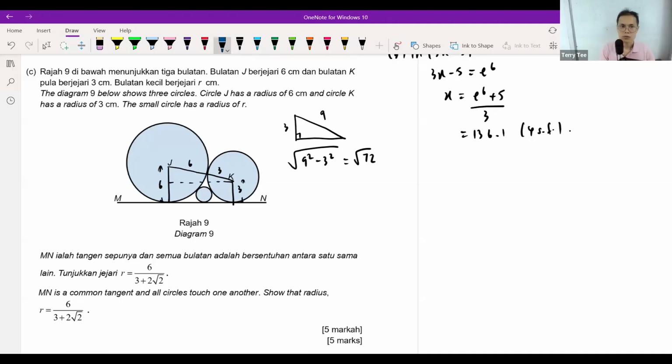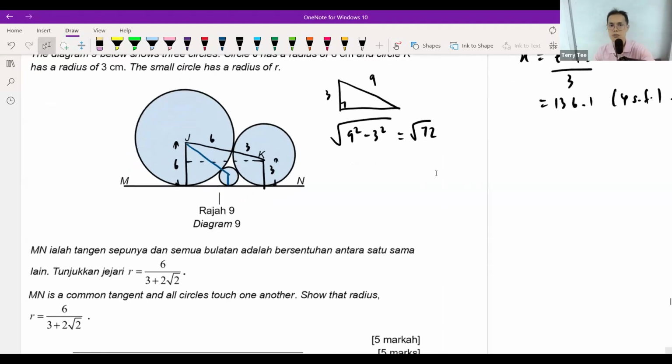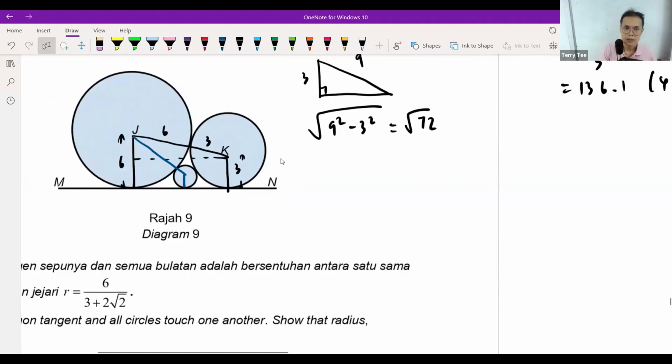Okay, next I want you to focus on the second trapezium like this. You join this together, move this down. Remember, the smallest circle has a radius of r. Maybe I zoom in here, it's a bit small. The radius here is r. If you join this together, this hypotenuse is 6 plus r, whereas this side over here, maybe I move this over, is 6 minus r. So this triangle has length 6 plus r, and this is 6 minus r.